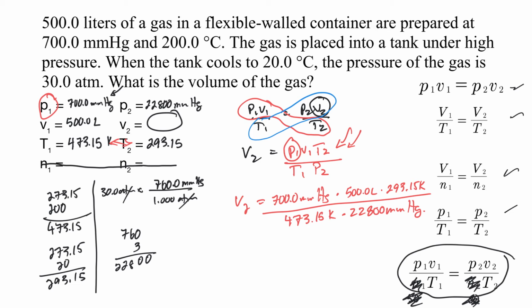I always write my units in because then I can go back and say, there's a millimeter of mercury, and there's a millimeter, gone. Here's a Kelvin, there's a Kelvin. I wind up with liters as my unit. I'm looking for volume, life is good. Multiply and divide, come up with liters.